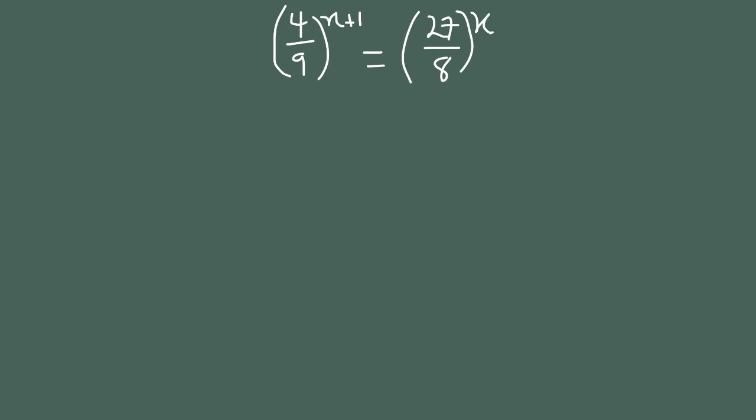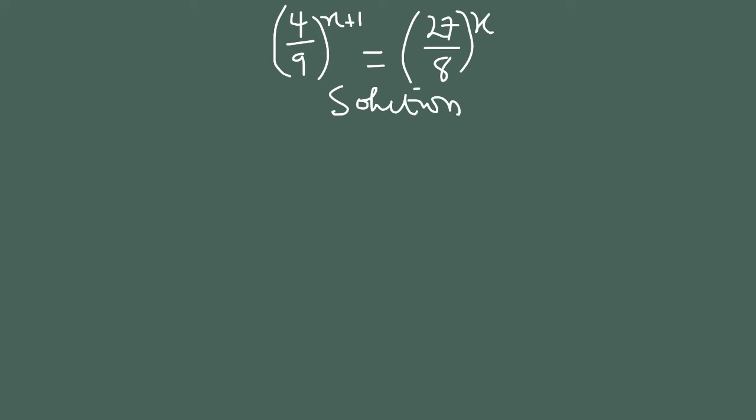So the question we have is (4/9) raised to the power x plus 1 is equal to (27/8) raised to the power x. So we have to find the value of x. So let's put here solution.